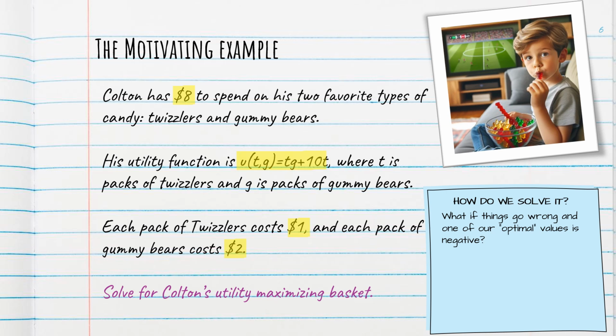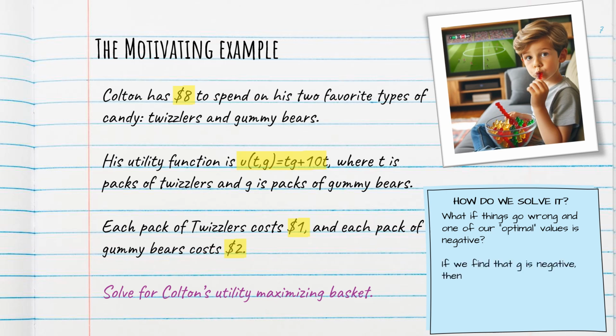We also need to talk about what happens if things go wrong and one of our optimal values is negative. If we find that T is a negative value, so the amount of Twizzlers is some negative value, then we're going to conclude that Colton is not going to buy any Twizzlers. T is equal to 0. And his consumption of gummy bears is going to be as much as he can afford, I over the price of gummy bears.